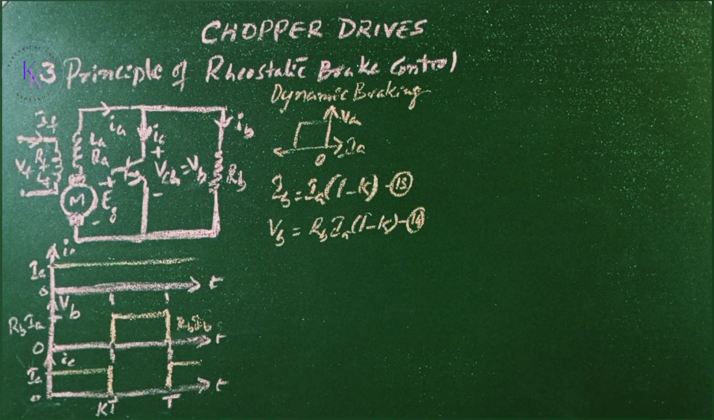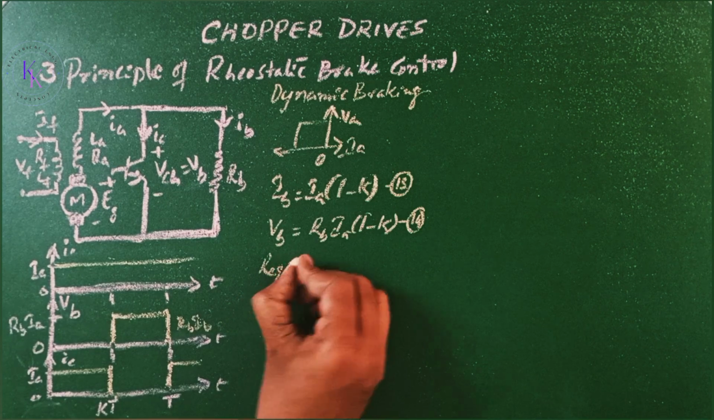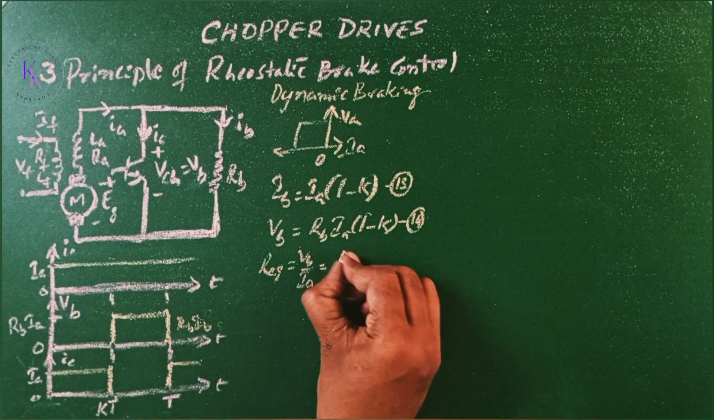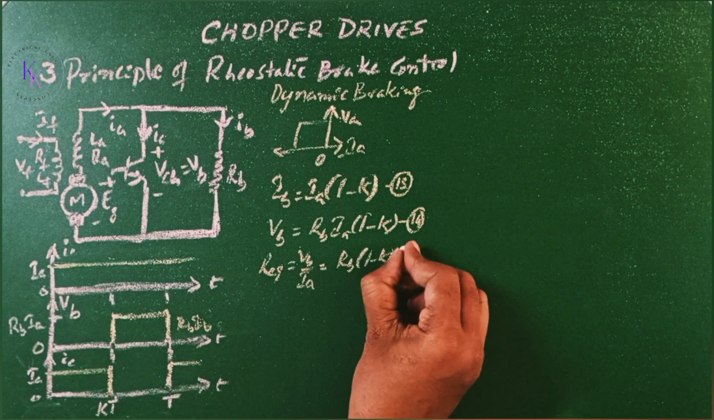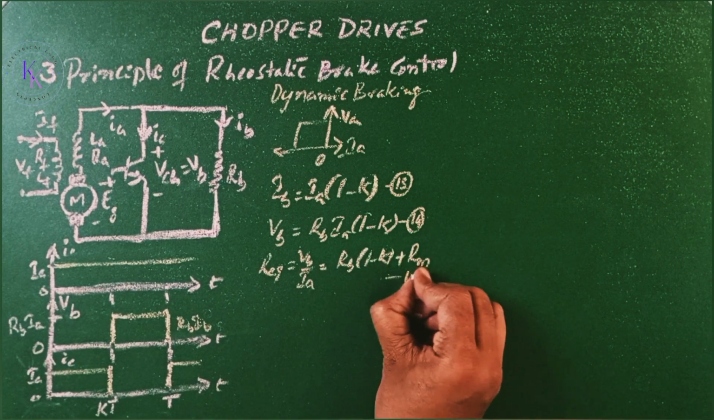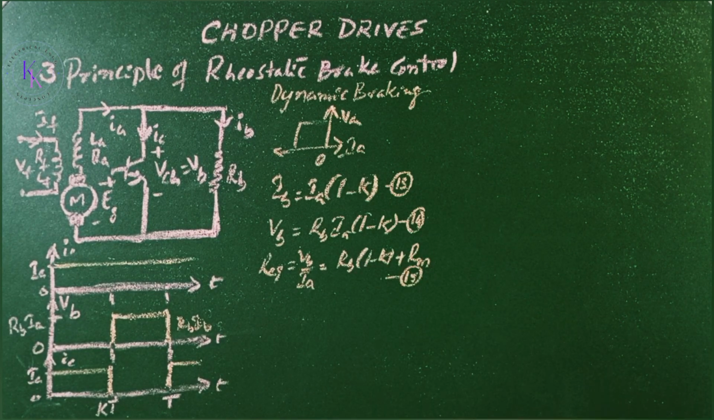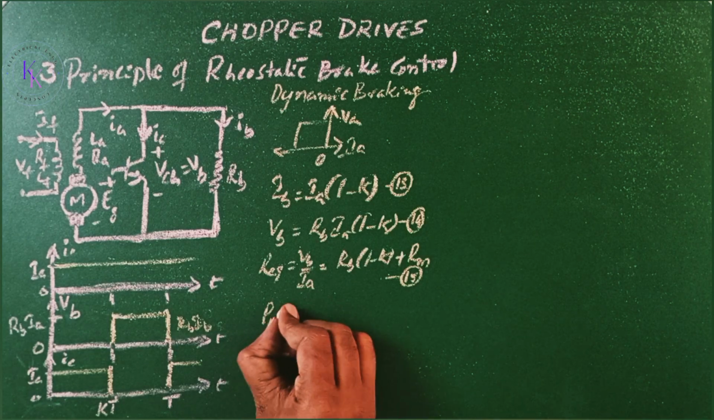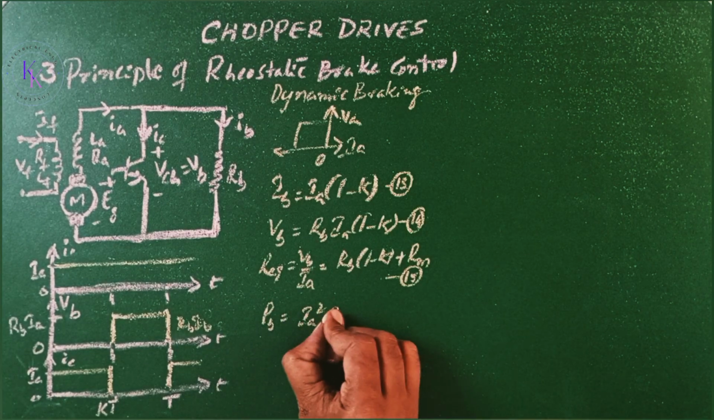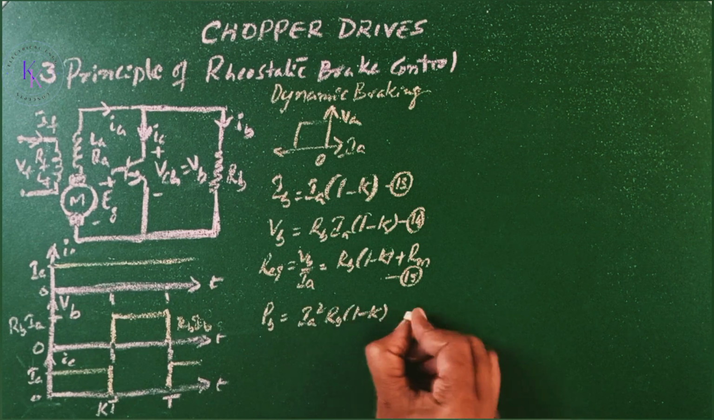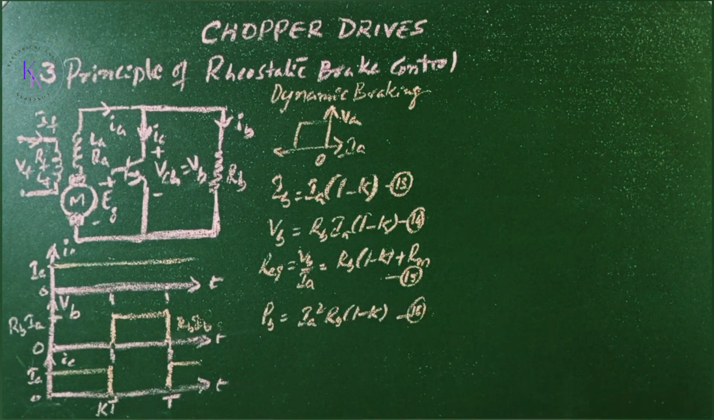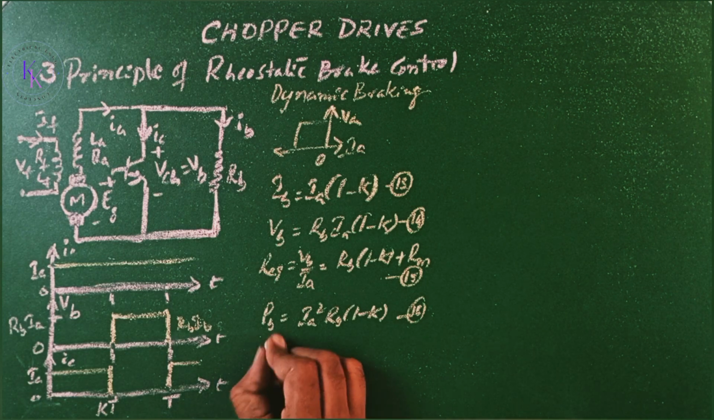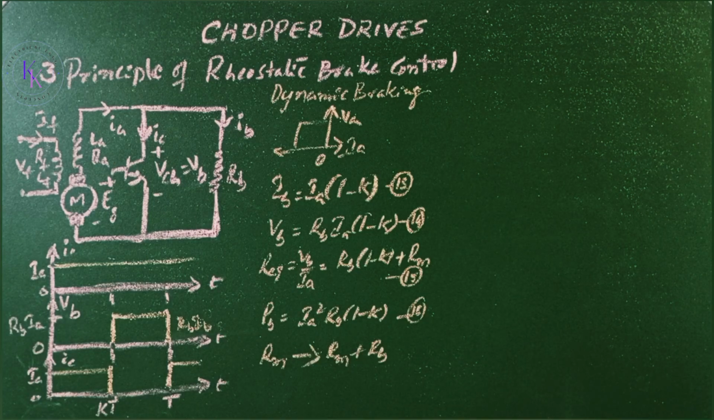The equivalent load resistance R equivalent equals VB by IA, which equals RB (1 minus K) plus Rm. Let this be equation number 15. The power dissipated in the resistor RB is given by PB equals IA square RB (1 minus K). Let this be equation number 16. By controlling the duty cycle K, the effective load resistance can be varied from Rm to Rm plus Rb, and the braking power can be controlled. The braking resistance Rb determines the maximum voltage rating of the chopper.